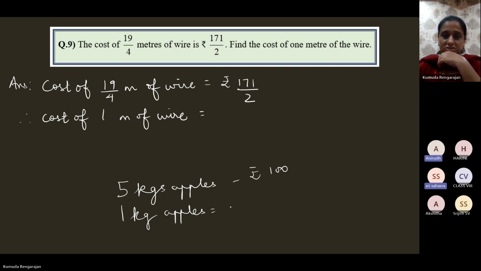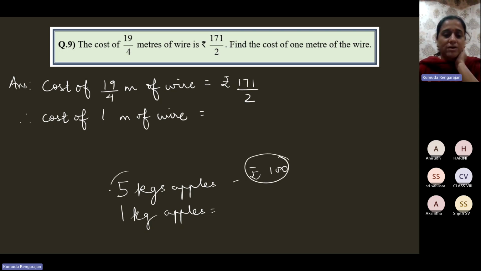You divide it, ma'am. 100 rupees, division. 100 by 5. This number divided by this number. In the same way, here it is this number divided by this number.